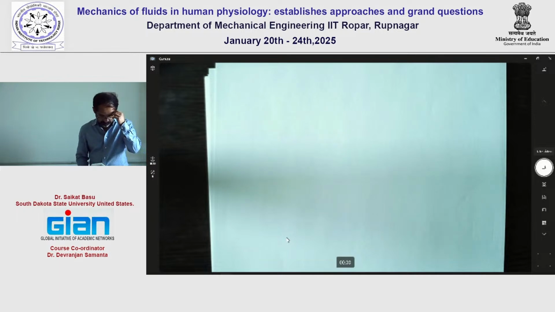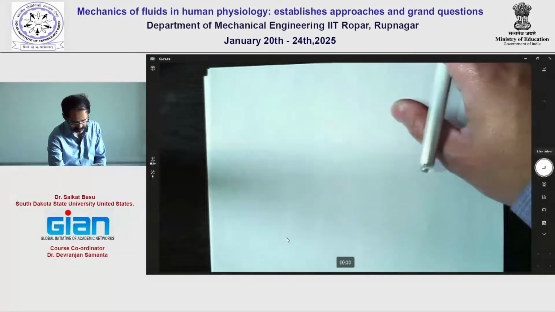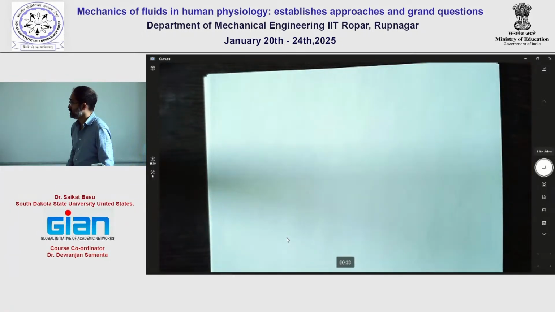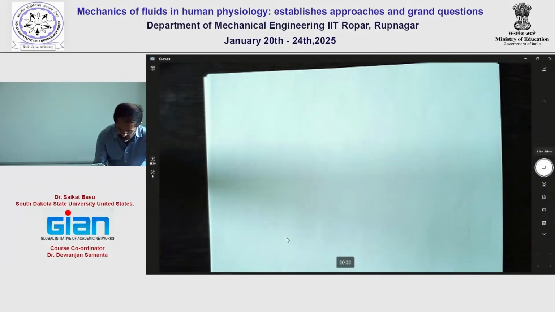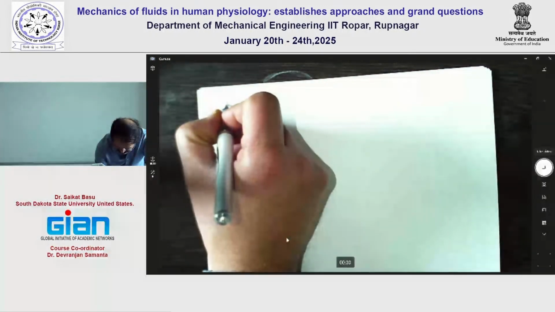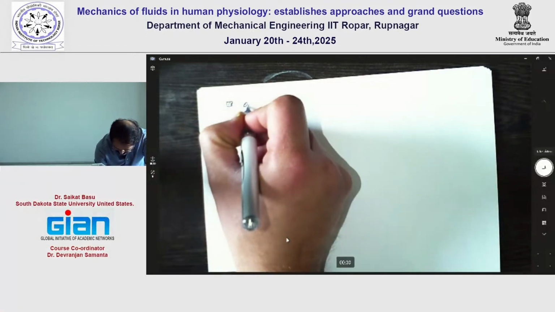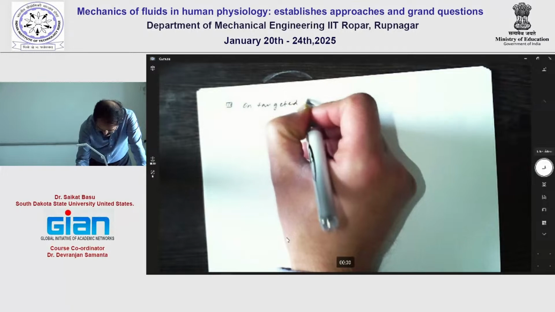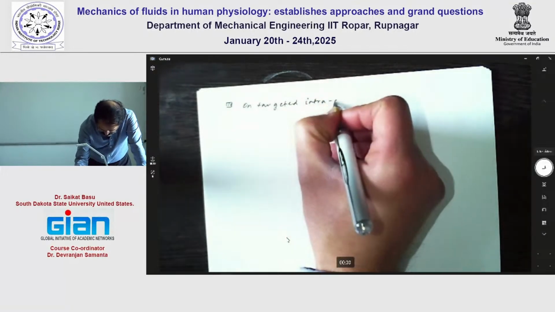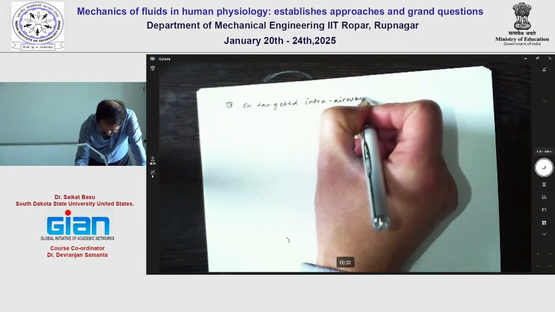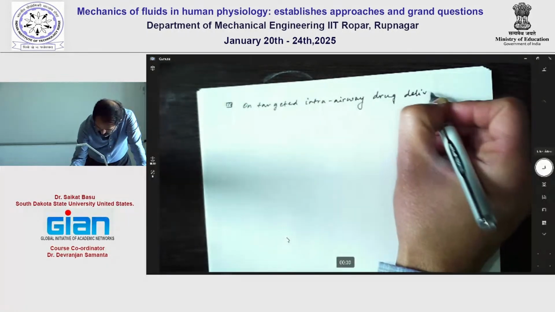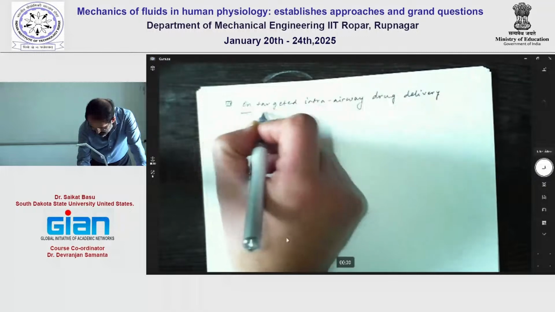Okay, so the other main translational application that we are part of is on intra-airway, intranasal, intraoral drug delivery. So this is on targeted intra-airway drug delivery.